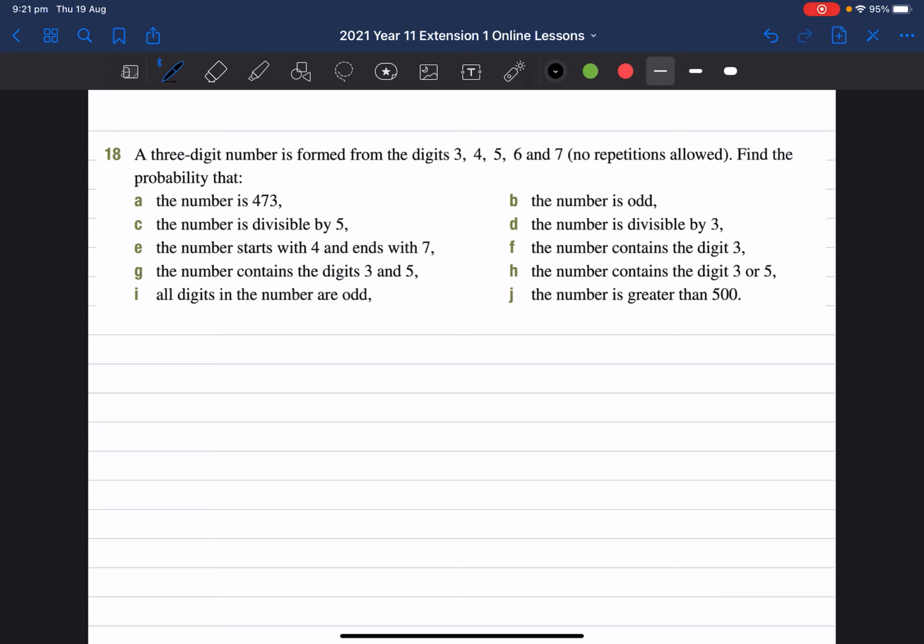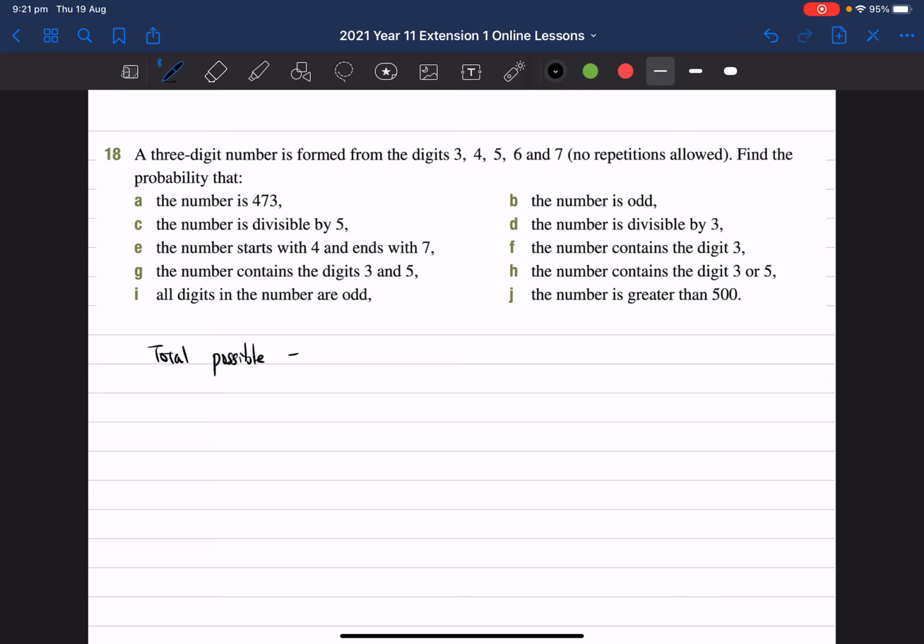A 3-digit number is formed from 1, 2, 3, 4, 5. 5 digits there. No repetition is allowed. And find the probability. So the first step we need to do is to find out the total numbers that's possible when you're selecting 3 numbers. And the order here is important, because if you select 3, 2, 4, that number is different to 5, 4, and 3. So the order is important. So again, the first step is the total possible numbers.